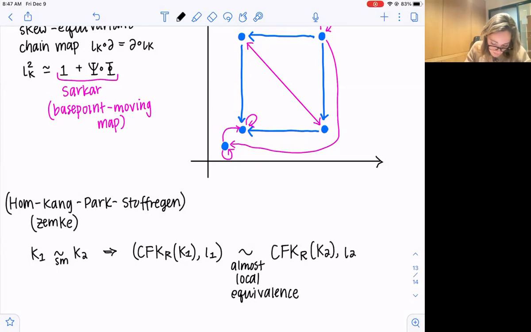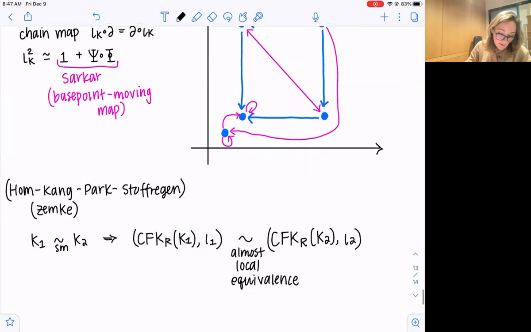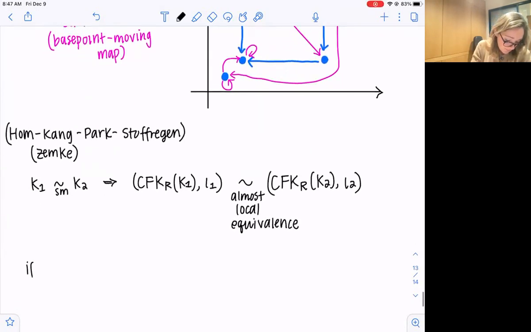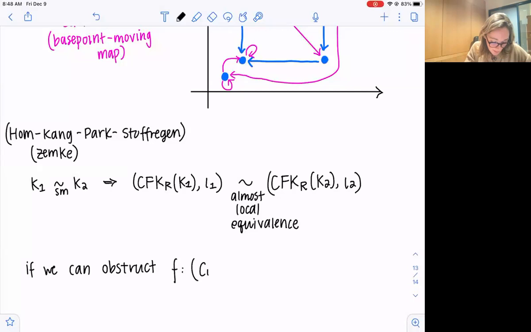And so in particular, what this means for us is the following. If we can, and this is sort of true in any case, but this is how we'll use it, if we can obstruct a local equivalence map F from the iota K complex of the unknot, which is the identity in the concordance group, to any finite linear combination of the iota K complex of our knot, maybe I'll just write it as C.